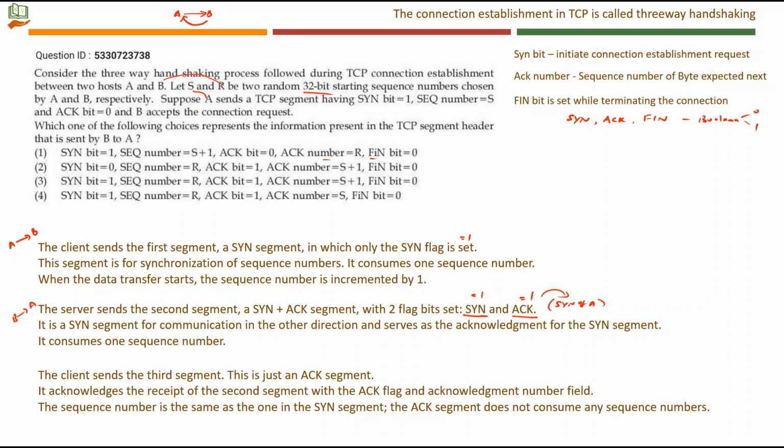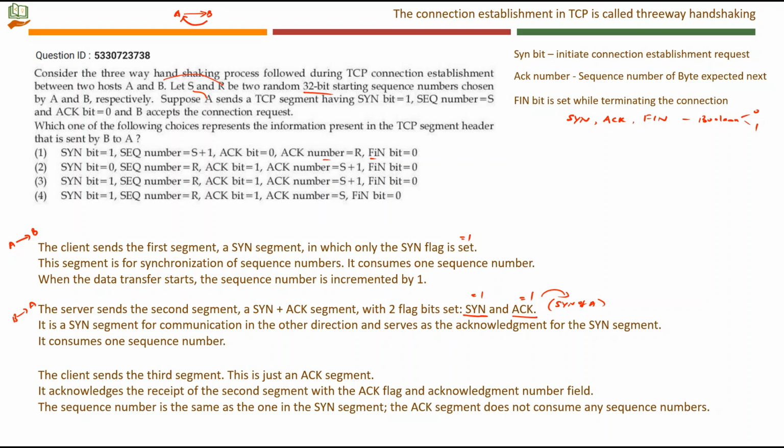What about the next part? The client sends the third segment. This is just an acknowledgement segment. It acknowledges the receipt of the second segment with the acknowledgement flag and the acknowledgement number field. The sequence number is the same as the one in the SYN segment. The acknowledgement segment does not consume any sequence numbers. This is the next scenario. So in three-way handshaking, these three scenarios happen.